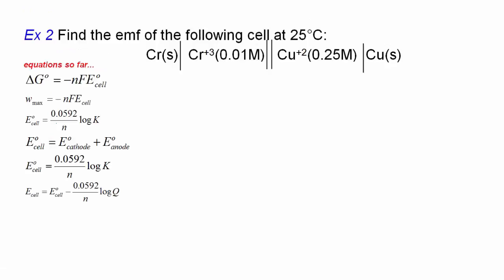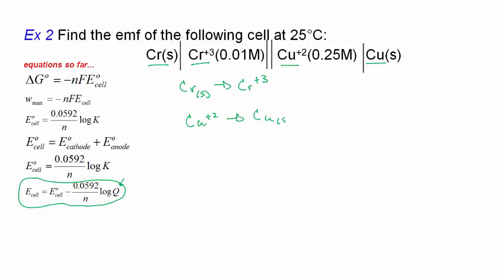Find the EMF of this cell. Okay, so again, use this expression. Determine what the two half reactions are and get your n and your Q expression by adding up those two half reactions. Try it. So chromium solid has to go to chromium plus 3. Copper plus 2 has to go to copper solid. So you can finish the balancing. You need 3 electrons there. You need 2 electrons over here.